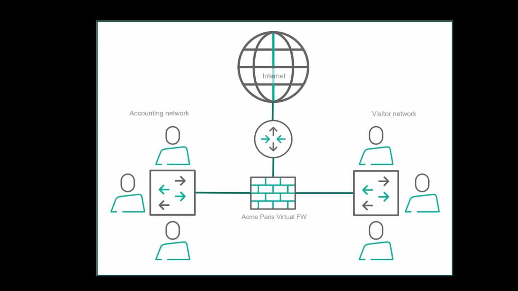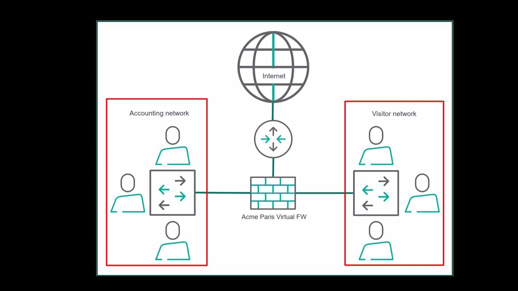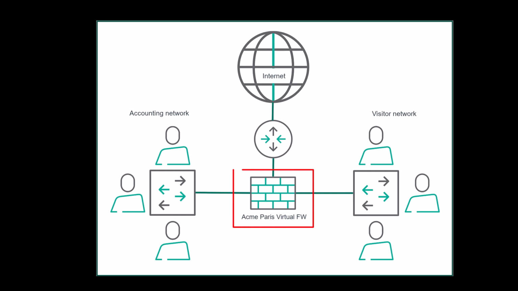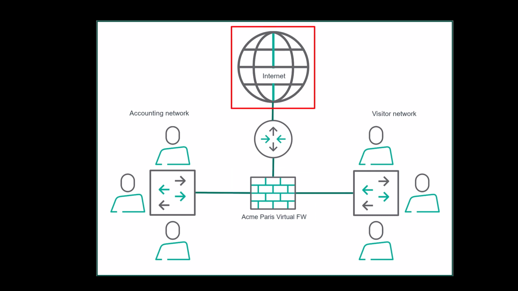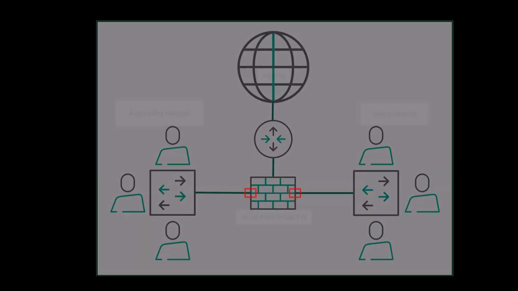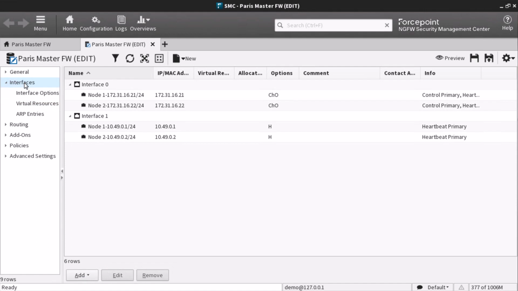Let's review the network where the virtual firewall will be deployed before creating the interfaces. User traffic from accounting and visitor networks will go through Acme Paris virtual firewall, then to the internet. Thus, the firewall will need 3 interfaces. The internet connection uses a shared interface as other virtual firewalls will use the same internet connection. The accounting and visitor network connect to master engines using a VLAN. Now you can create the interfaces that the new virtual firewall will use.